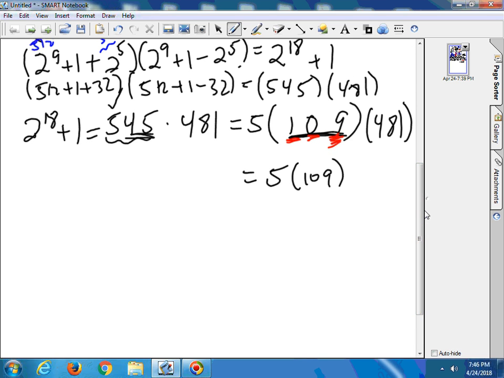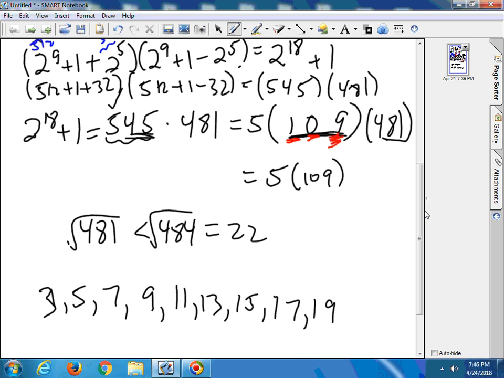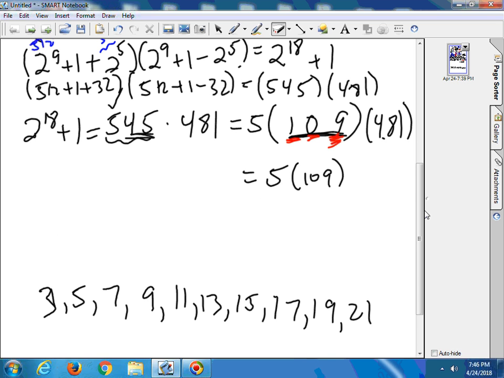Now, what you should know is that 481 is less than 484, so are their square roots. And the square root of 484 is 22. So we don't have to go beyond 21. Now, since 481 is odd, once again, we'll try the odd numbers up to 21: 11, 13, 15, 17, 19, 21. And we may not even have to try all of them, because we may find a factorization earlier on.